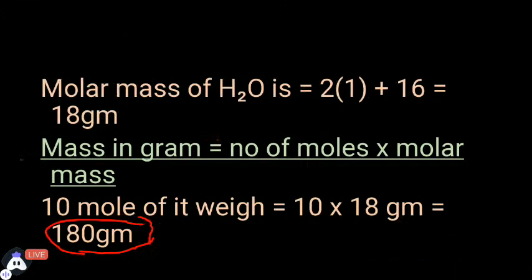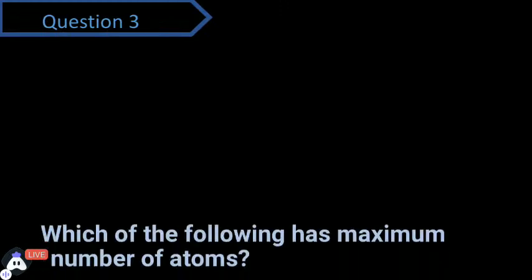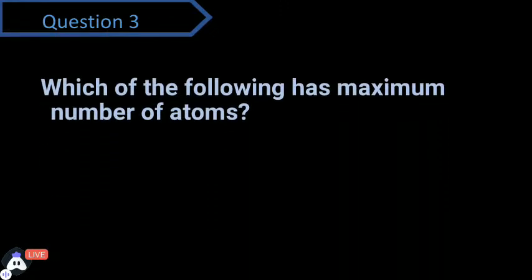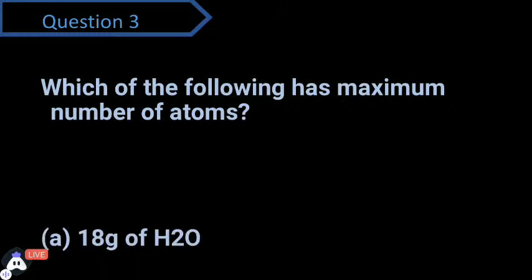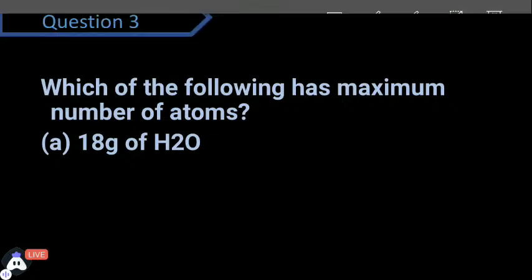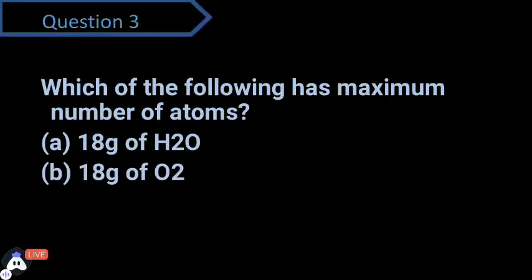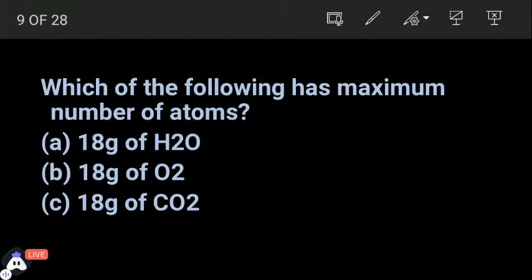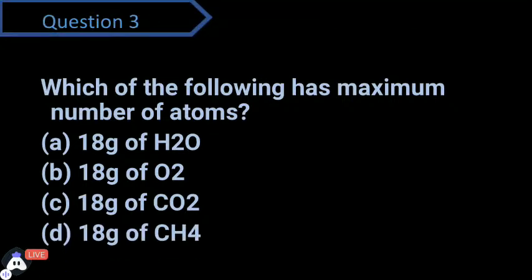If we proceed to question number 3, the next question. Let's check it out. Now, which of the following has the maximum number of atoms? You need to calculate which is having the maximum number of atoms. Okay, the four options on your screen are: the first, 18 gram of water. Second, 18 gram of oxygen. Third, 18 gram of carbon dioxide. And fourth, 18 gram of methane.